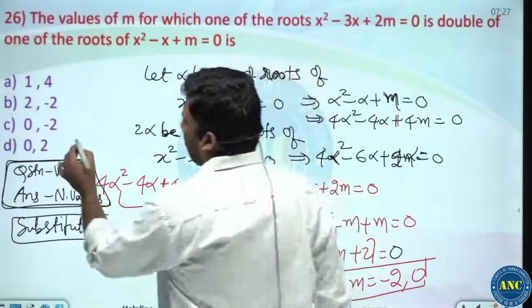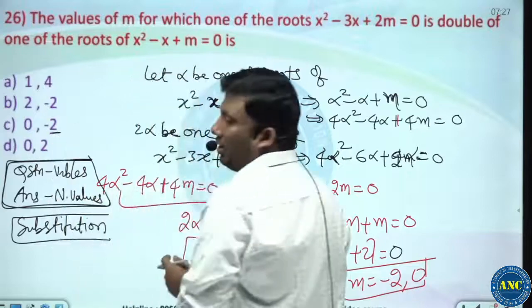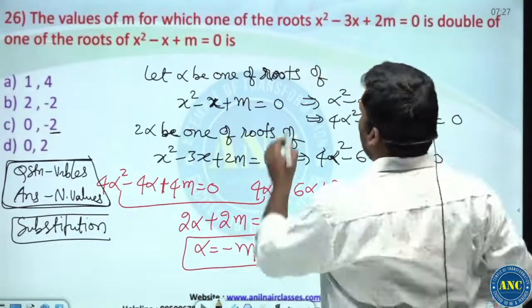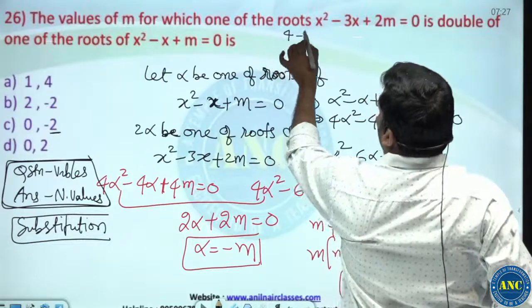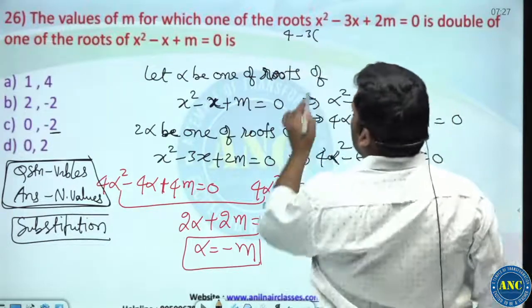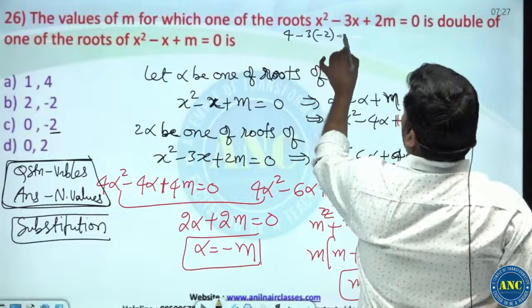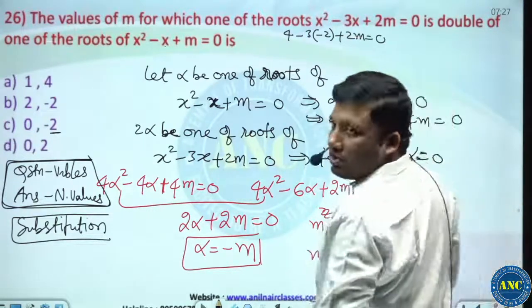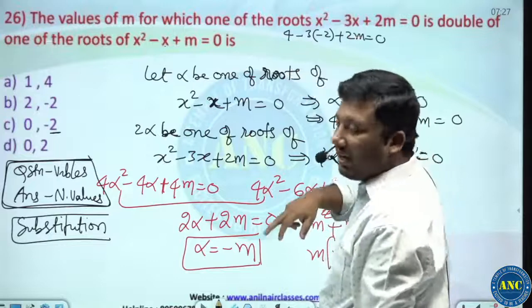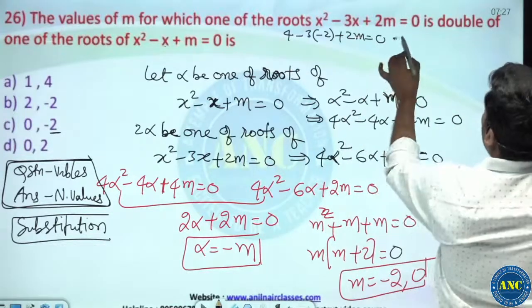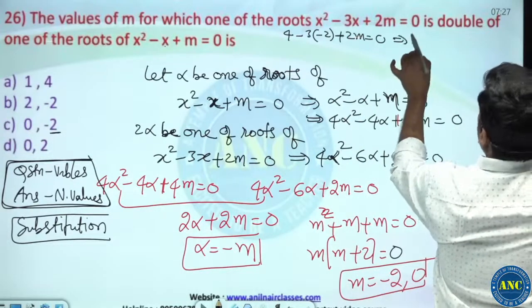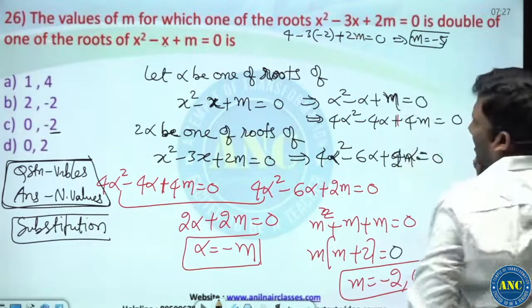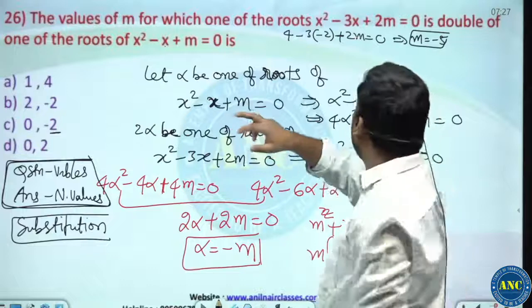Let me substitute minus 2. If I substitute minus 2 square, this will become 4. Minus 3 into x, x is minus 2, plus 2m equivalent to 0. 4 plus 6, 10. 10 plus 2m equivalent to 0. So m equivalent to minus 5. Here m equivalent to minus 2.